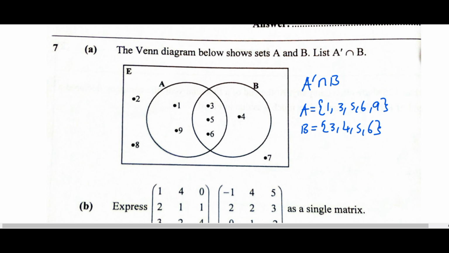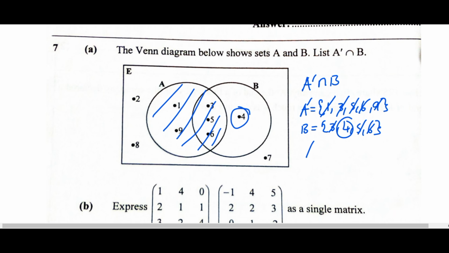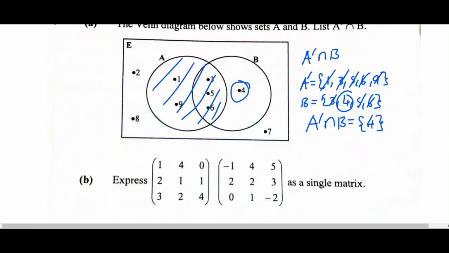So the point is, we don't want the elements of A, so we'll cancel everything of A that is also found in B. So 3 is not needed, so this will cancel this. 5 will cancel this. 6 will also cancel this. Even 9 will cancel it. So we can see that if we shade this region of A here, the remaining part here is 4. So A complement intersection B, we are listing, is just equal to 4. Now let's move on to 7b.